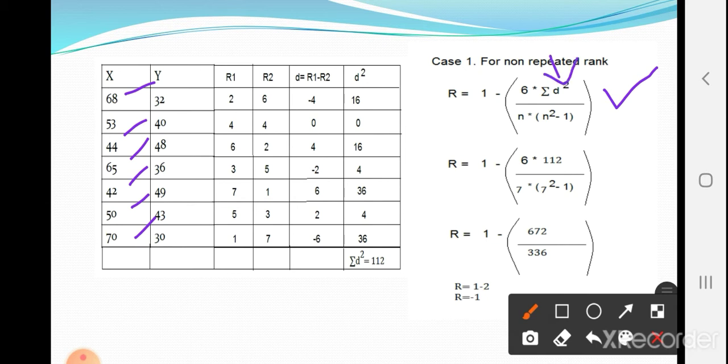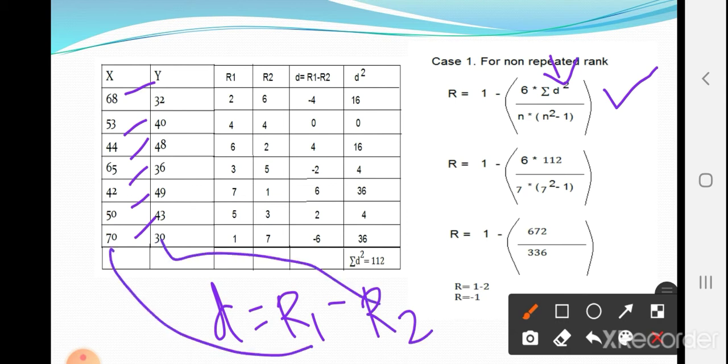What is meant by d? D is nothing but R1 minus R2. And what are R1 and R2? R1 is the rank for the x variable and R2 is the rank for the y variable. So first make the column R1, then R2, then D. D means R1 minus R2, and then make the last column D square.